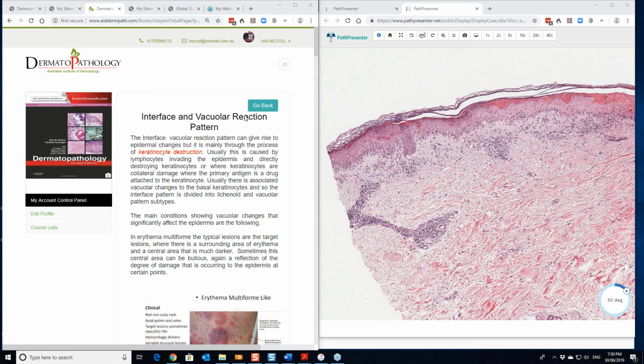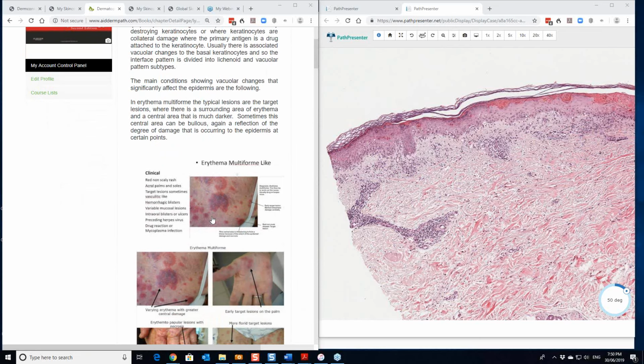The main causes of epidermal changes that give a vacuolar reaction pattern are drugs causing erythema multiforme. And that's usually through the process of keratinocyte destruction. The drug binds to an antigen in the epidermis, and the immune reaction takes out both the drug and the cell that it's attached to, the keratinocyte that it's attached to. So keratinocytes are usually collateral damage.